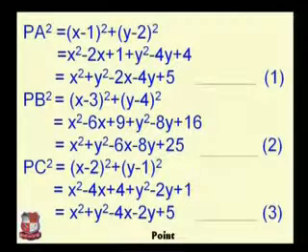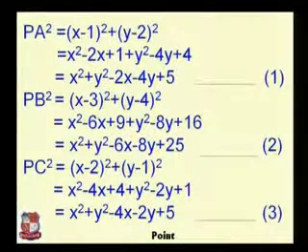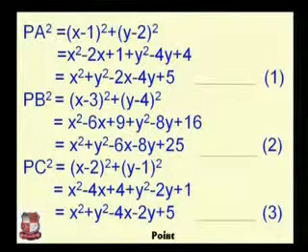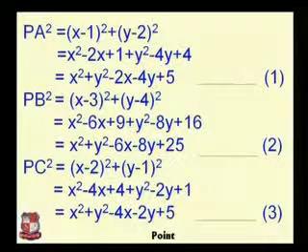Now using the distance formula, PA square is equal to (x minus 1) whole square plus (y minus 2) whole square, the distance between P and A. As we know, we again use the (a minus b) square formula: a square minus 2ab plus b square.